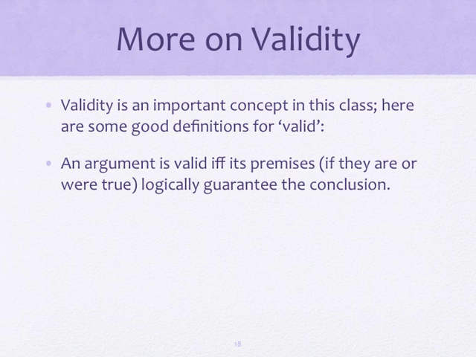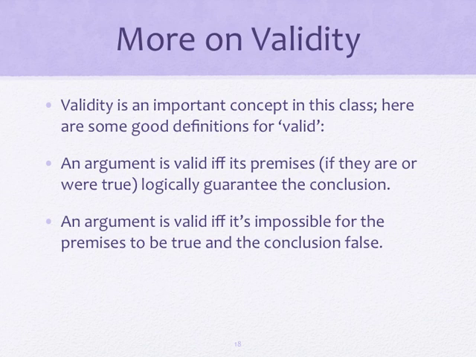East. Here's another definition. An argument is valid if and only if it's impossible for the premises to be true and the conclusion to be false. This is a very popular definition for validity. You'll see it in a lot of logic textbooks. But I didn't include it first because I think when you first read it, it's a little bit harder to follow than the other definitions I've given you.